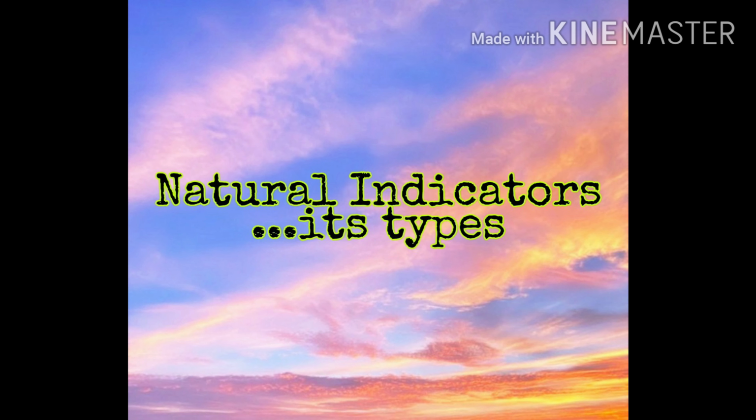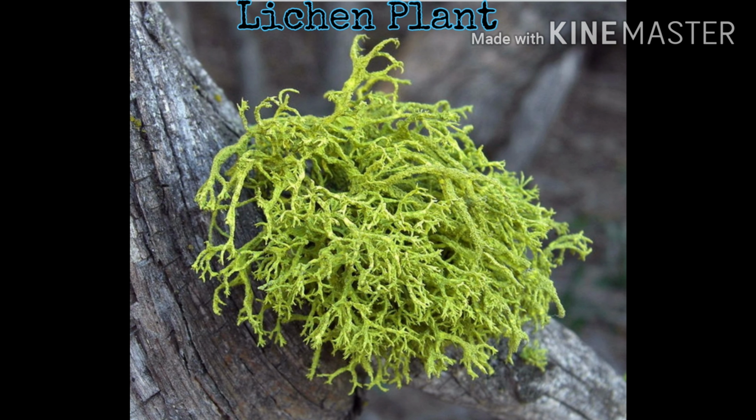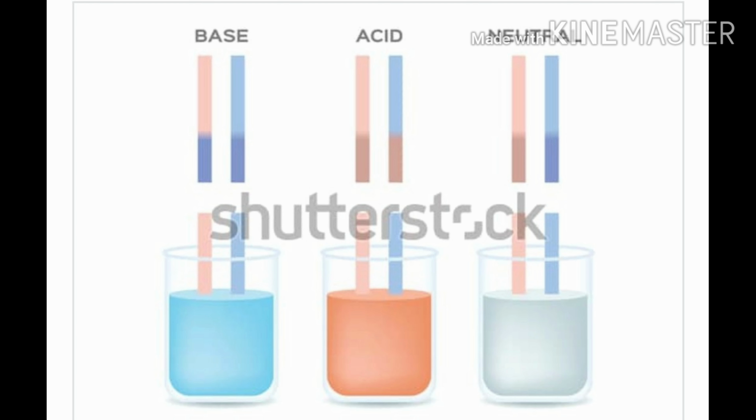Natural indicators and its types. Litmus. Litmus is a purple dye which is extracted from lichen, a plant belonging to a variety. If this dye is deposited on a paper strip, it acquires a purple color. When this purple strip is dipped in water, which is regarded as neutral, there is no change in its color.